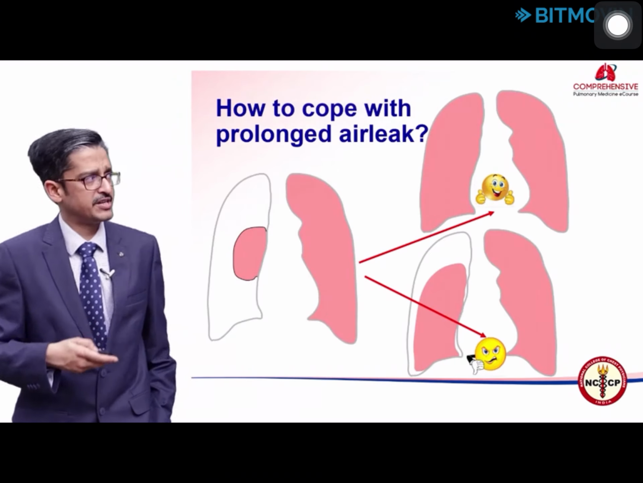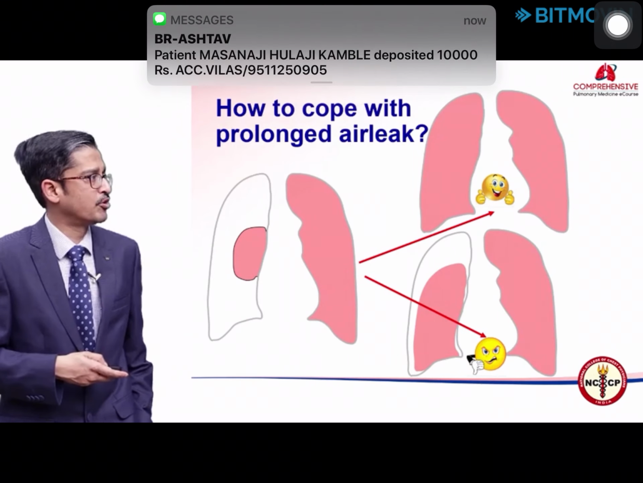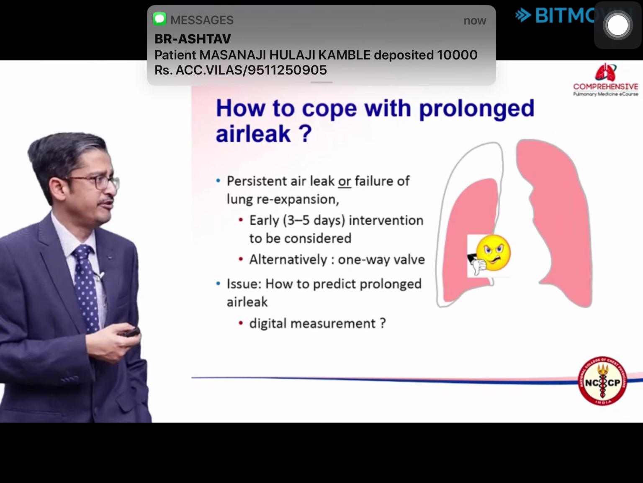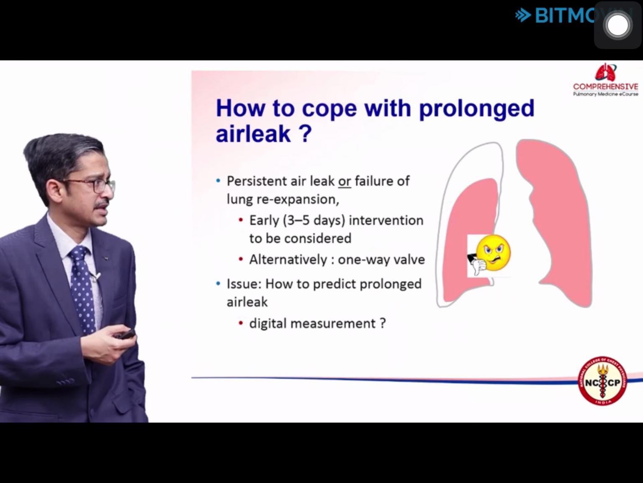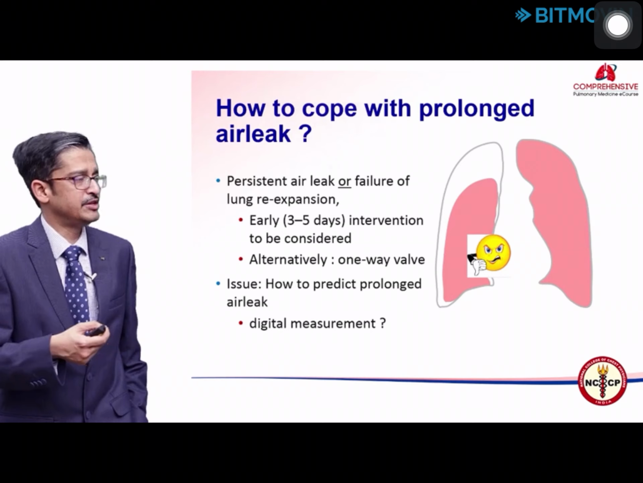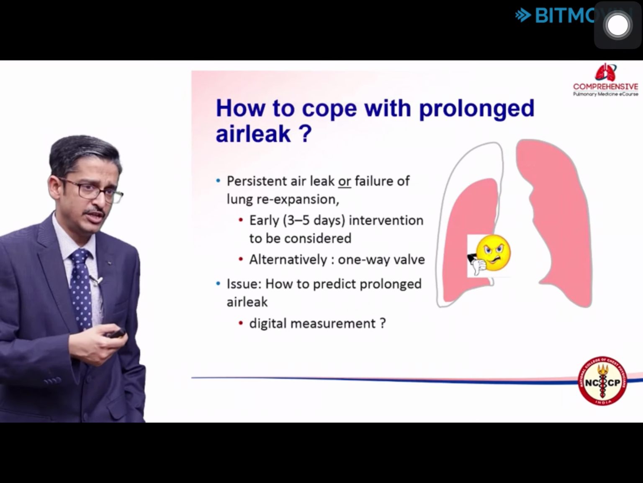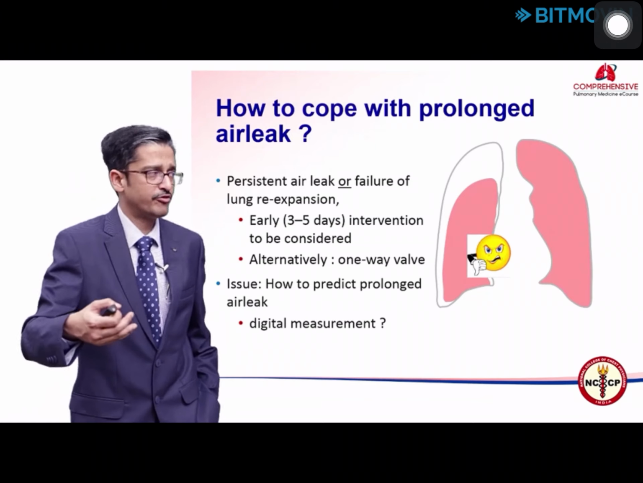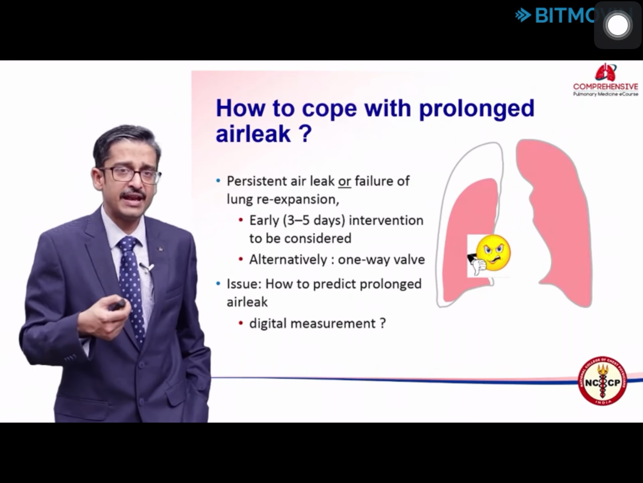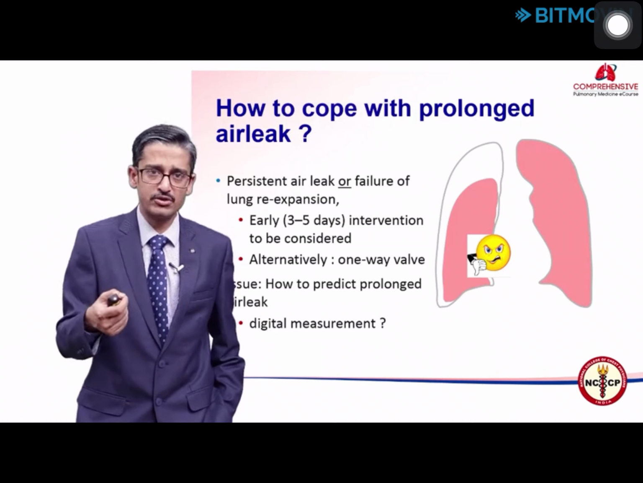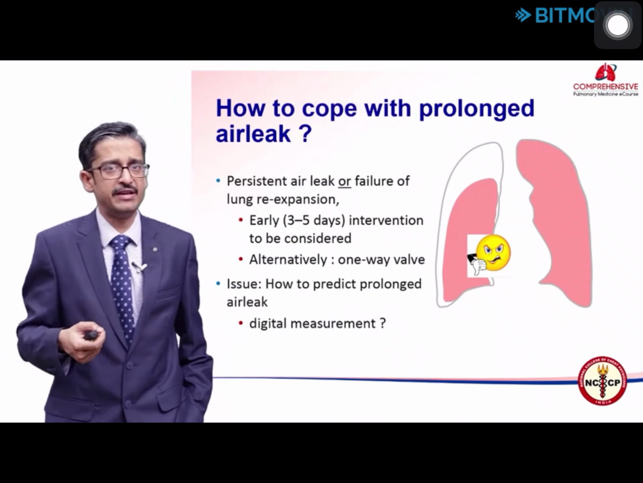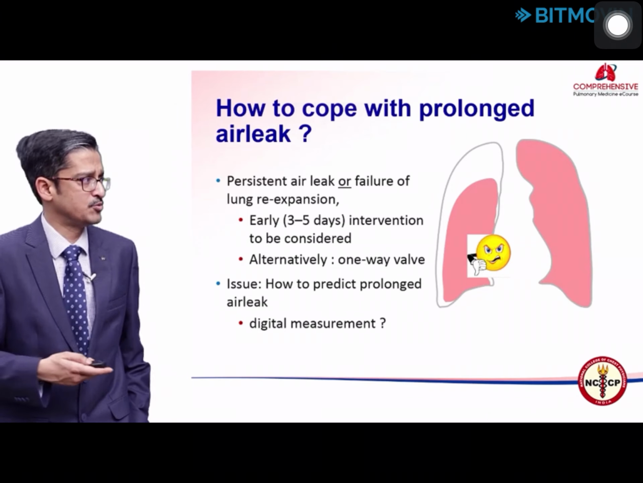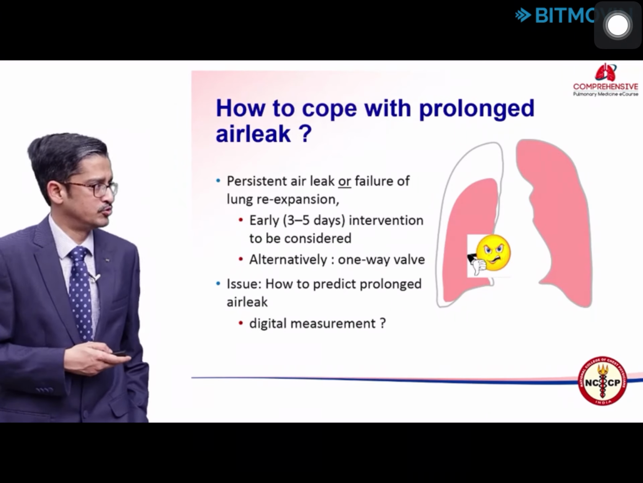So the last question I try and answer is how to cope with prolonged air leak. If the air leak has persisted with failure of lung expansion, early intervention would be in 3 to 5 days. Alternatively, you could put in a one-way Heimlich valve like I showed you, and you could wait for longer for the lung to expand in these cases. And I think individualization is important. There is no head-to-head trial comparing these two approaches, and an individualized approach, maybe in consultation with your surgeon, is what you would want to do.